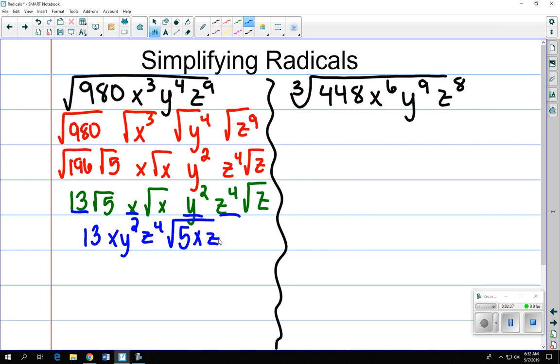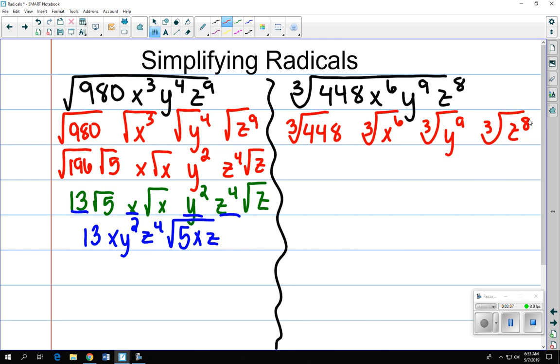When we want to simplify a cube root, it is very similar, except the only difference is we are going to look for the largest perfect cube, and we divide those exponents by 3. So to start off, I am going to split up each individual term: cube root of 448, cube root of x to the sixth, cube root of y to the ninth, and the cube root of z to the eighth.